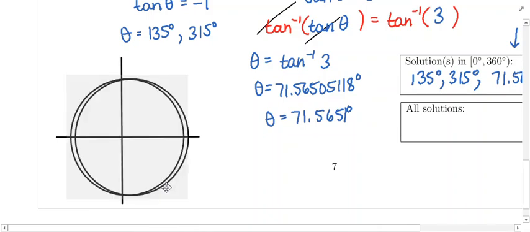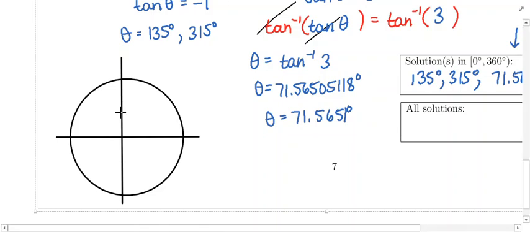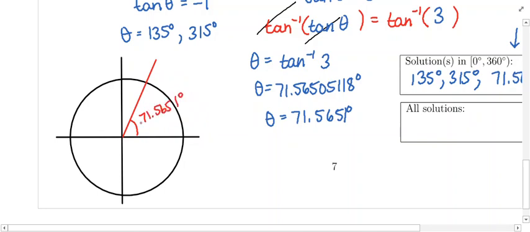We just got an angle that works, the 71.5651 degrees. Luckily, it's already in degrees, so we don't have to convert it. If I draw that out in standard position, here is the initial side. We're going to rotate 71 degrees. I'm just going to estimate it to be about right here. So this is 71.5651 degrees, we'll say. Here's the point we would be interested in. We know that this angle has a tangent of 3. So if I call this theta, we know the tangent of theta is equal to 3.